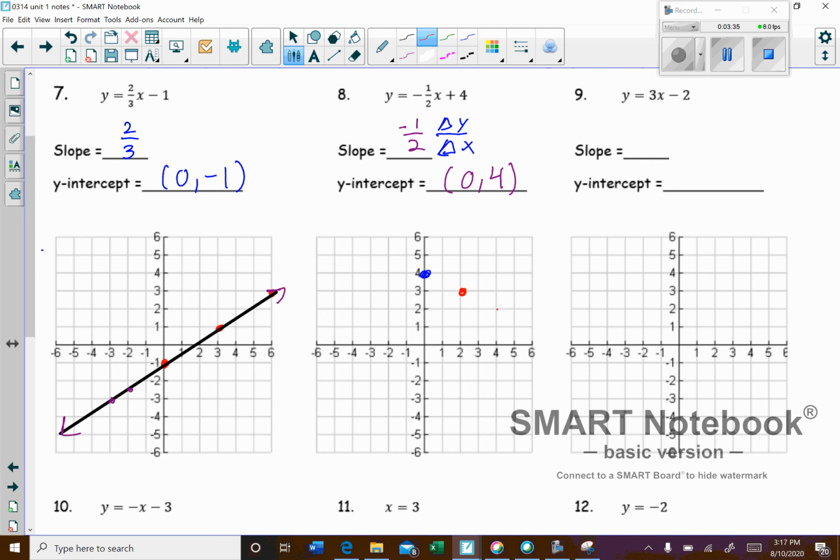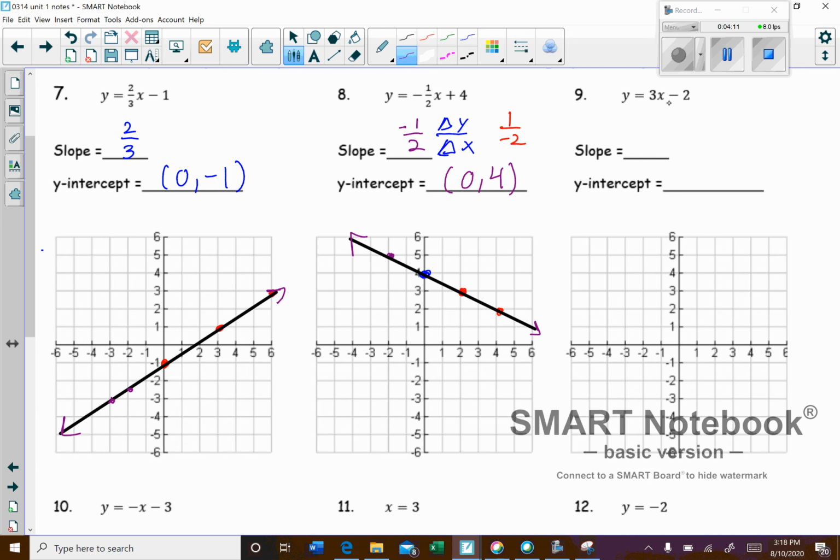Down 1, over 2. Now, let's say that I put the negative with the 2. Then the change in y would be to go up 1, and the change in x would be to decrease by 2. You see it still lines up all in a row. We'll plot those points right there, and there's our line. Put arrows on the ends. That just indicates that the line goes in each direction indefinitely.